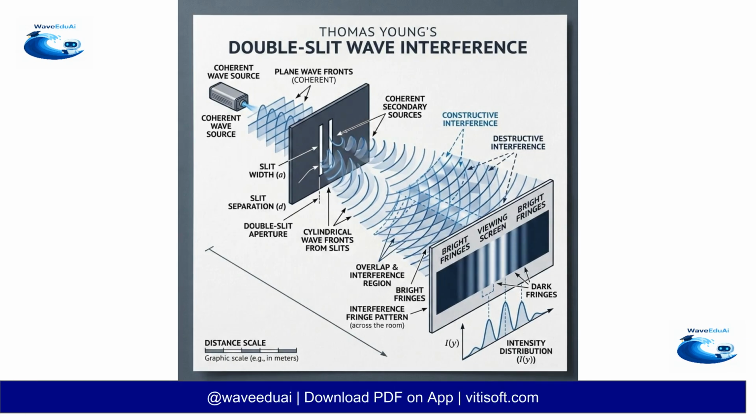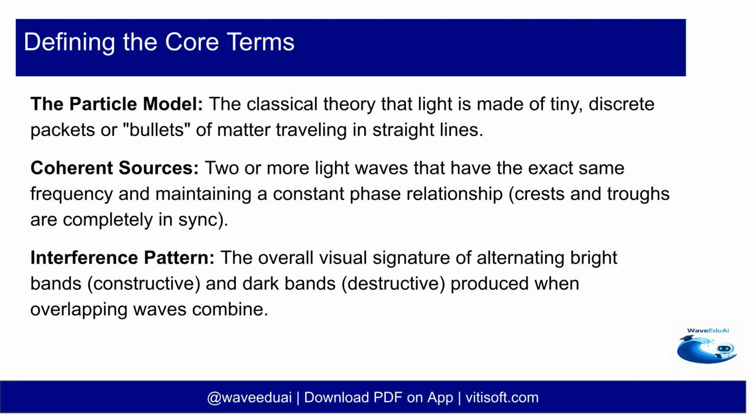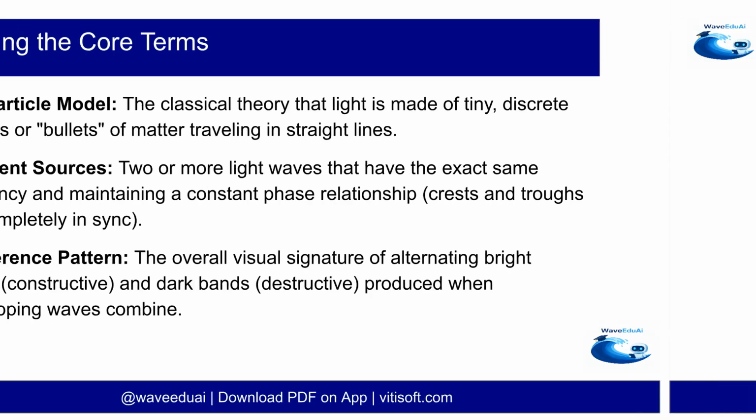This visual representation shows the transition from a single light source to the creation of an interference pattern, highlighting how the wavefronts from two slits interact. To understand this, we define three key terms: the particle model, which views light as discrete packets; coherent sources, where waves stay in sync; and the interference pattern itself.